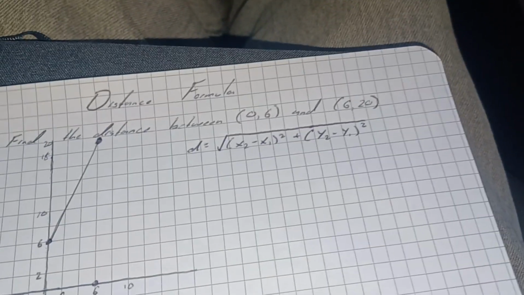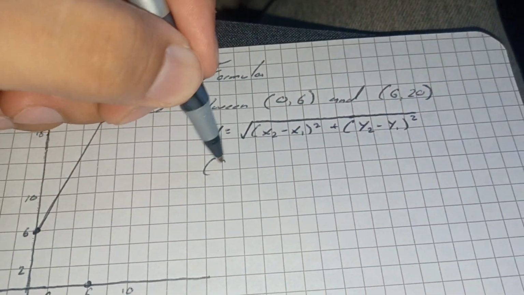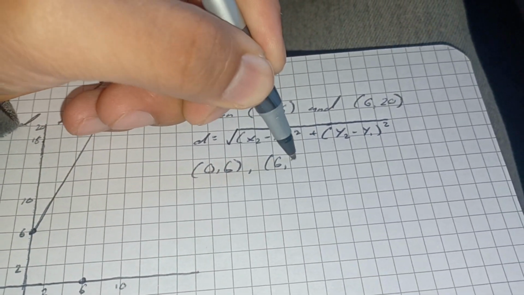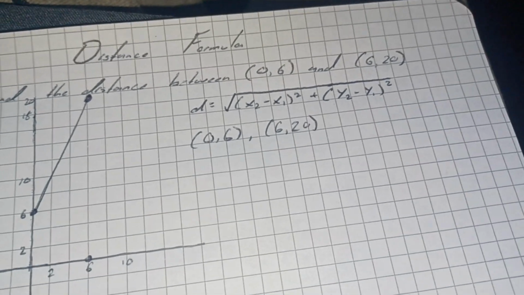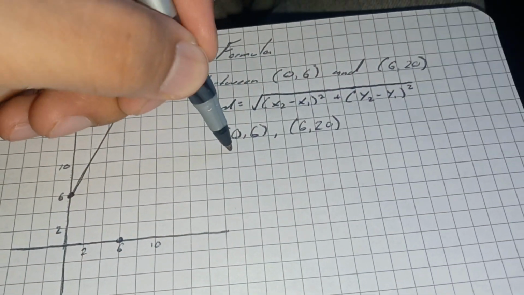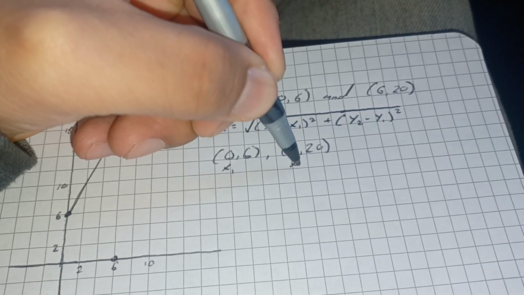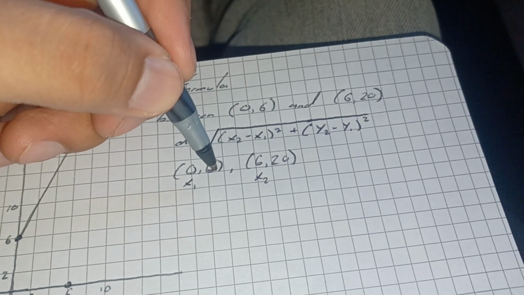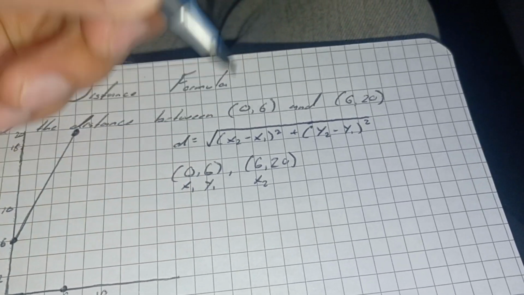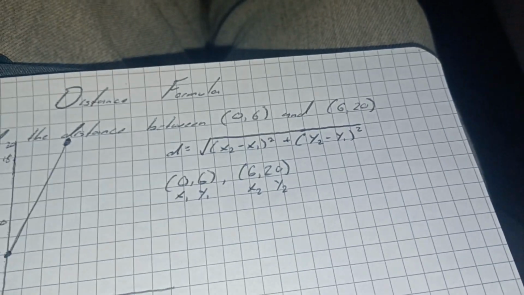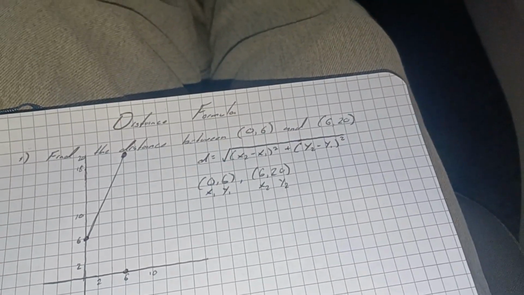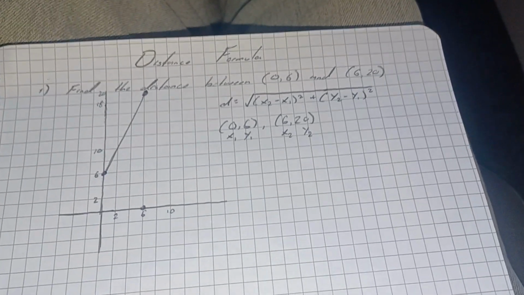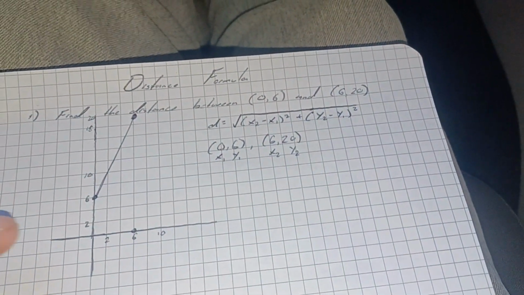So if we take our points of (0, 6) and (6, 20), we can label them. We can label this one x1, this one x2. So 6 is x2, 0 is x1. This 6 right here on this coordinate, we can label as y1, and this one as y2. So using the information that we already established here, we can go ahead and plug these values into our formula.